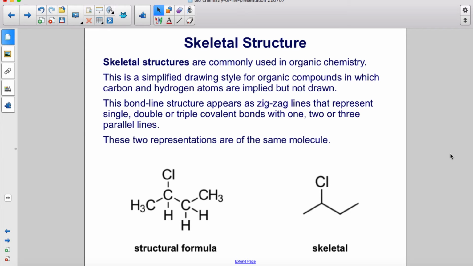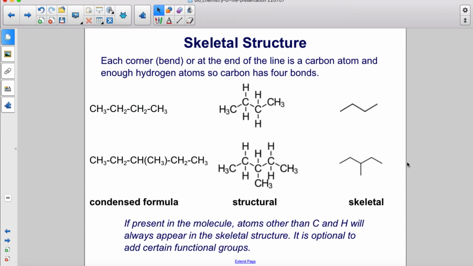Skeletal structures are commonly used in organic chemistry. This is a simplified drawing style for organic compounds in which carbon and hydrogen atoms are implied but not drawn. This bond line structure appears as zigzag lines that represent single, double, or triple covalent bonds with 1, 2, or 3 parallel lines. These 2 representations are of the same molecule.